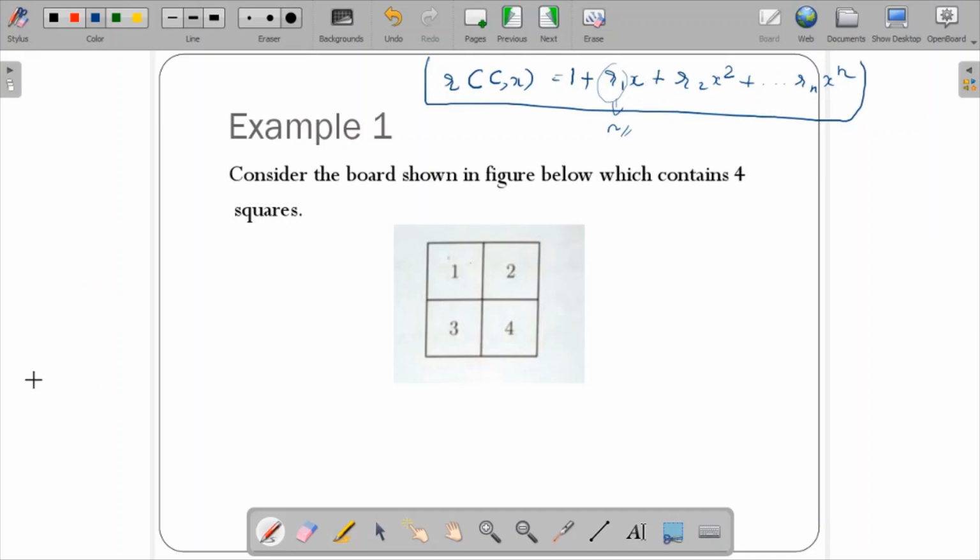So from this board you can write over here, R1 is equal to n, so 1 2 3 4, all 4 are filled, so R1 is 4. So we got to know what R1 is. Next we have to find the value of R2. To find the value of R2, you should find the number of ways in which two rooks can be placed.